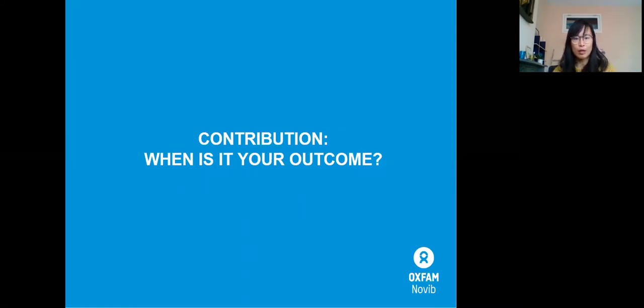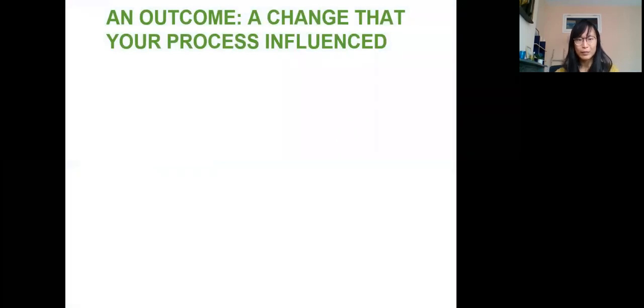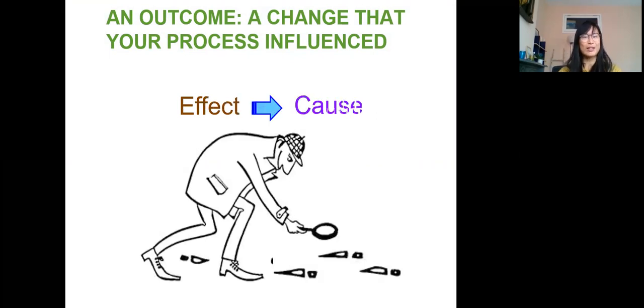So let me zoom in on contribution. Here we are talking about when do we know that it's our outcome? When can we claim that the project's activities have contributed to this outcome and change that we see? An outcome, the way we can understand it from outcome harvesting, is a change that your process, the process of the project, has influenced.